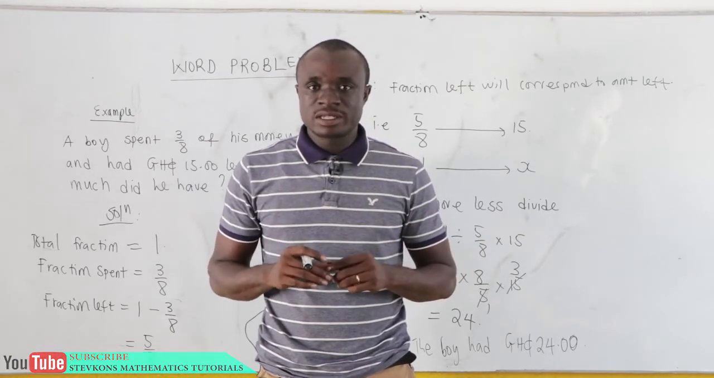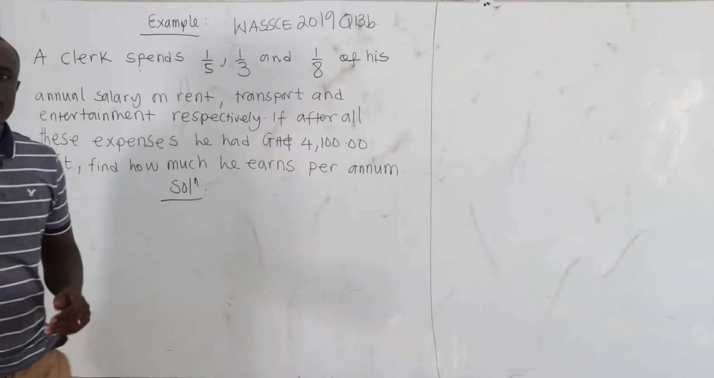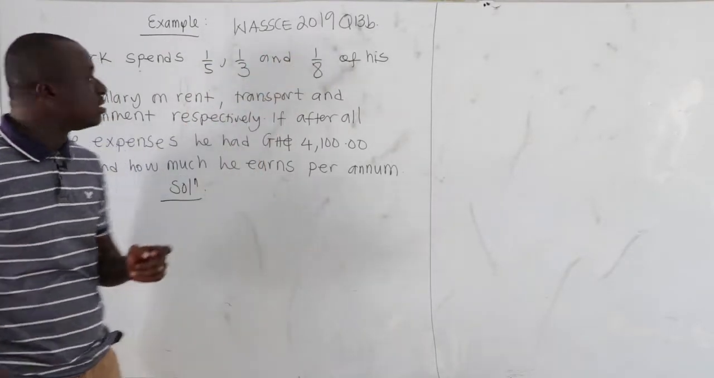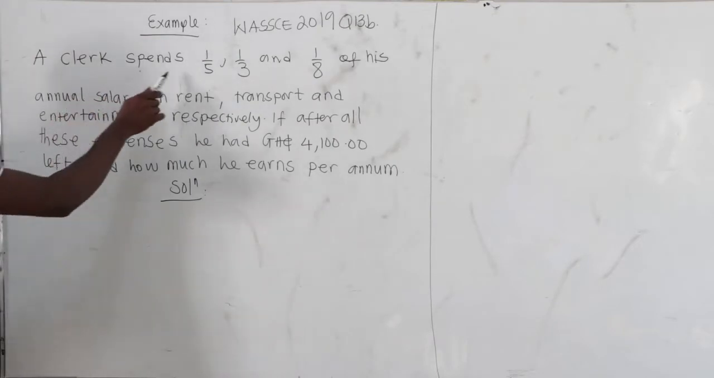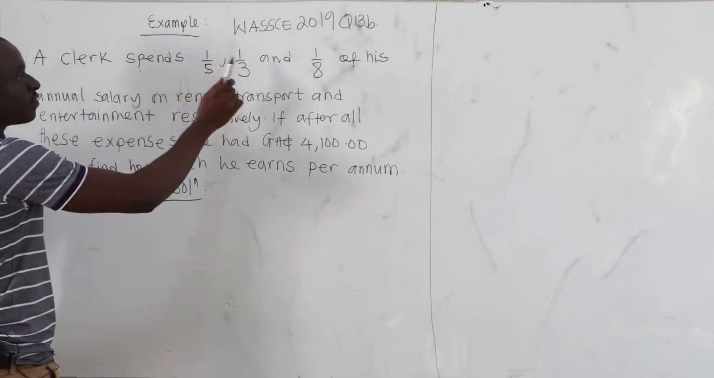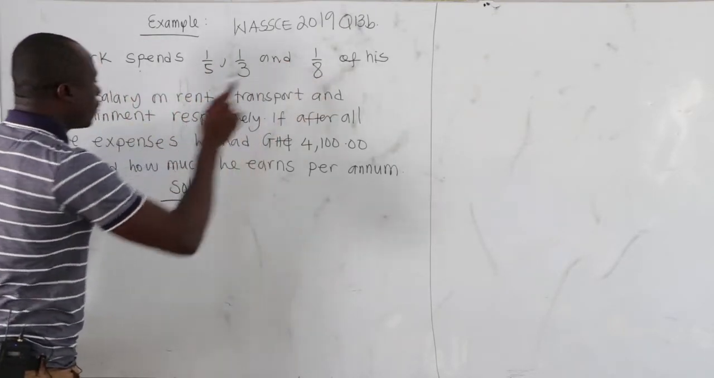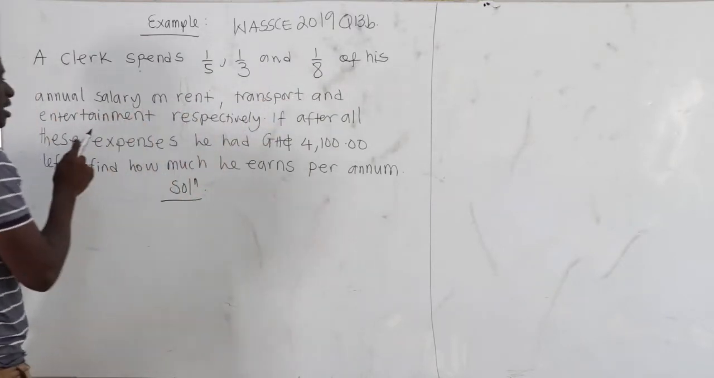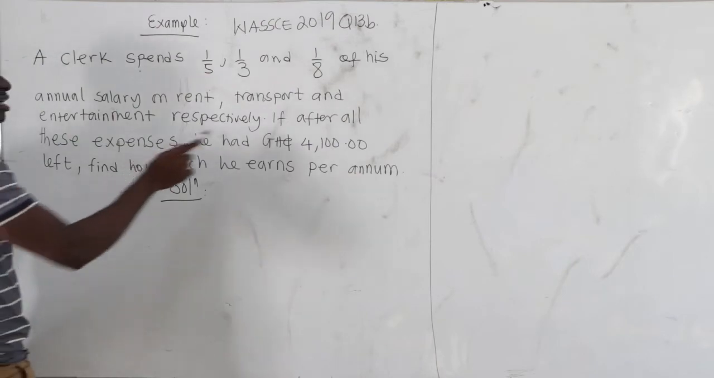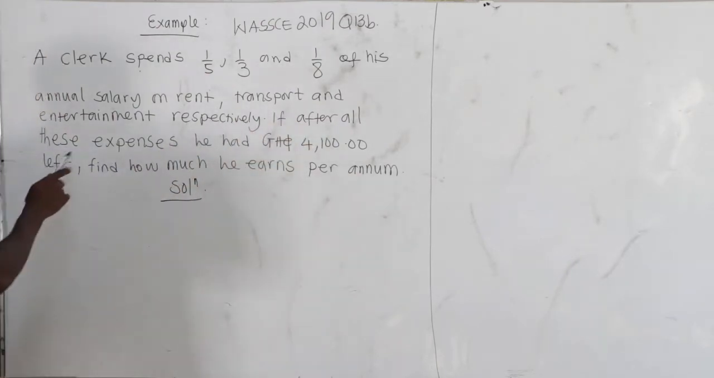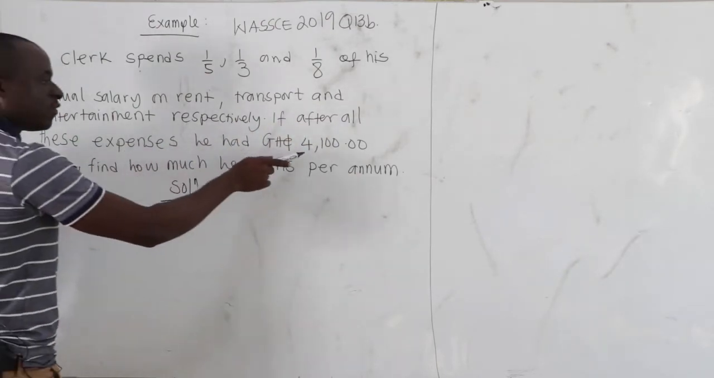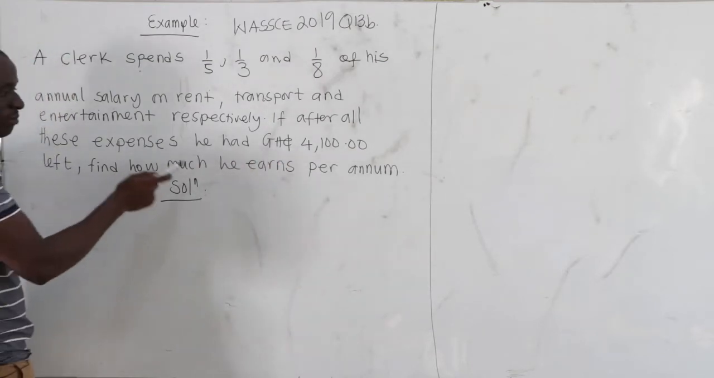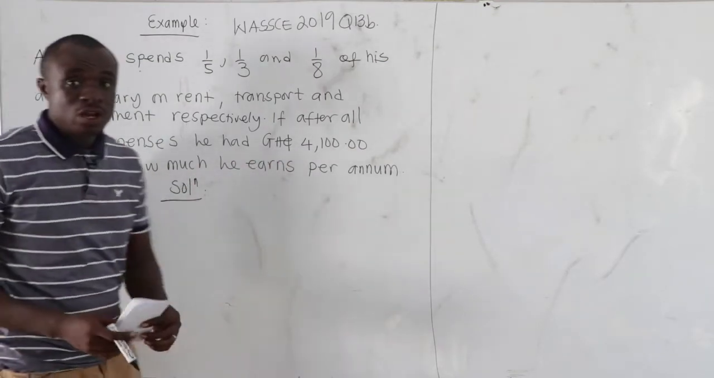Let's consider the next example. Now, let's consider this example. This is WASSCE 2019, question number 13b. A clerk spends 1/5, 1/3, and 1/8 of his annual salary on rent, transport, and entertainment, respectively. If after all these expenses he had 4,100 cedis left, find how much he earns per annum.